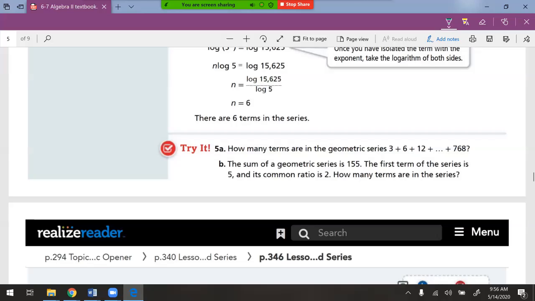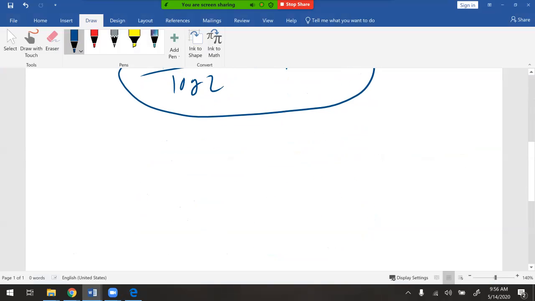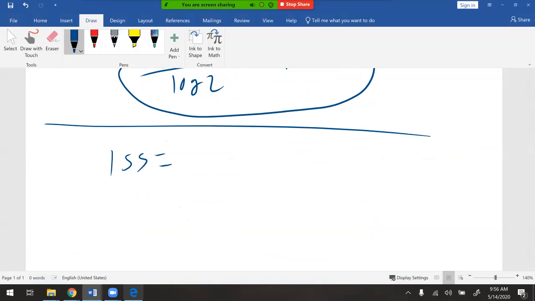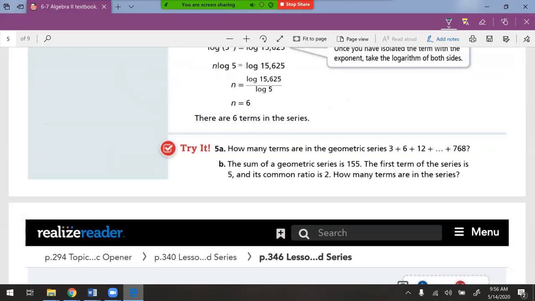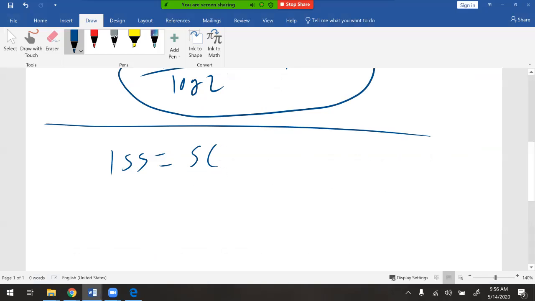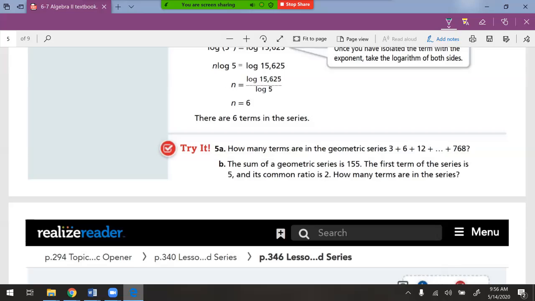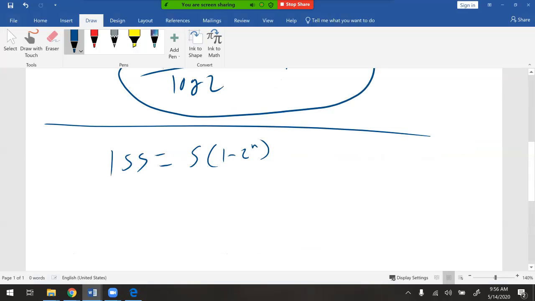This one here, the sum of a geometric sequence is 155. The first term is 5 and the common ratio is 2. Let's use the equation. I know the sum is equal to 155, okay? The first number is 5, so it's 5 multiplied by 1 minus, the common ratio is 2, to the power of n, over 1 minus 2, which we get negative 1.